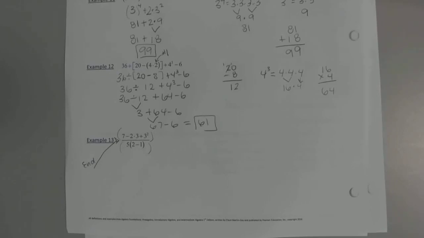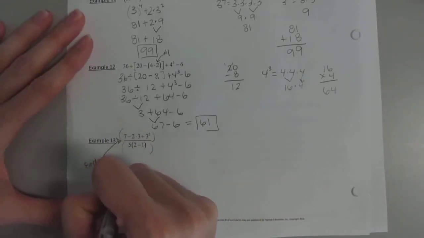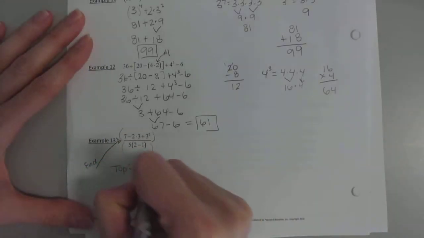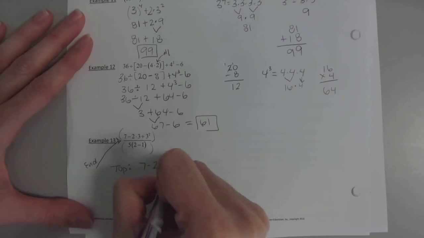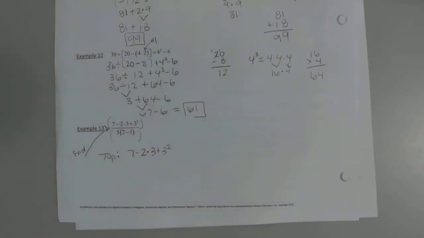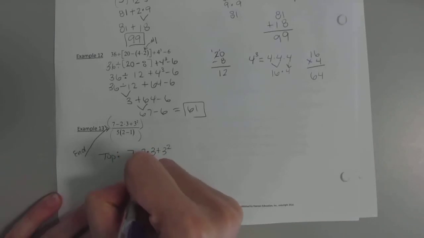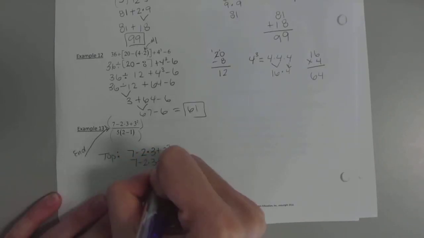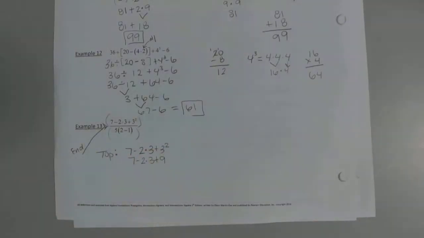Let's just focus on the numerator. Let's focus on the top. 7 minus 2 times 3 plus 3 squared. No parentheses there, right? So we're going to jump to E, exponent. Does everybody agree that 3 squared is our exponent? And 3 squared means 3 times 3. What's 3 times 3? 9. So I'm going to rewrite this as 7 minus 2 times 3, but now I can put something in for 3 squared. I know it's 9.